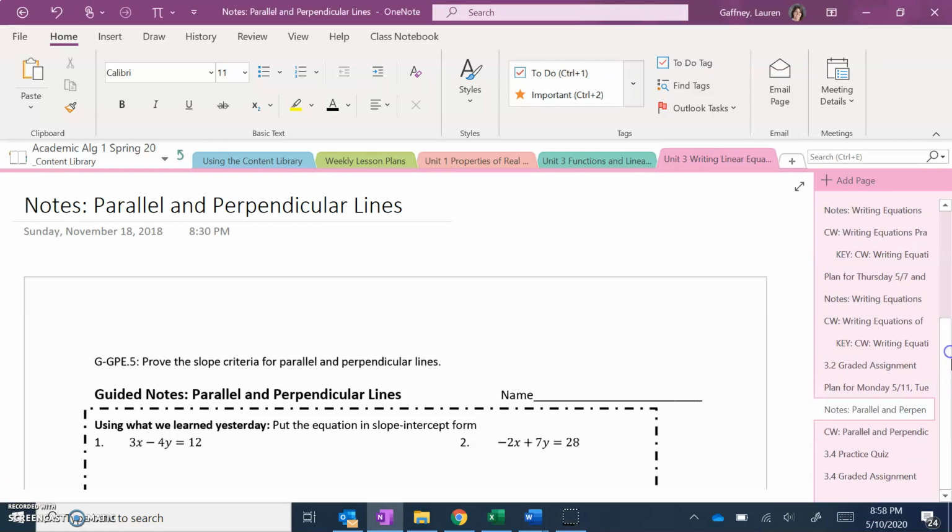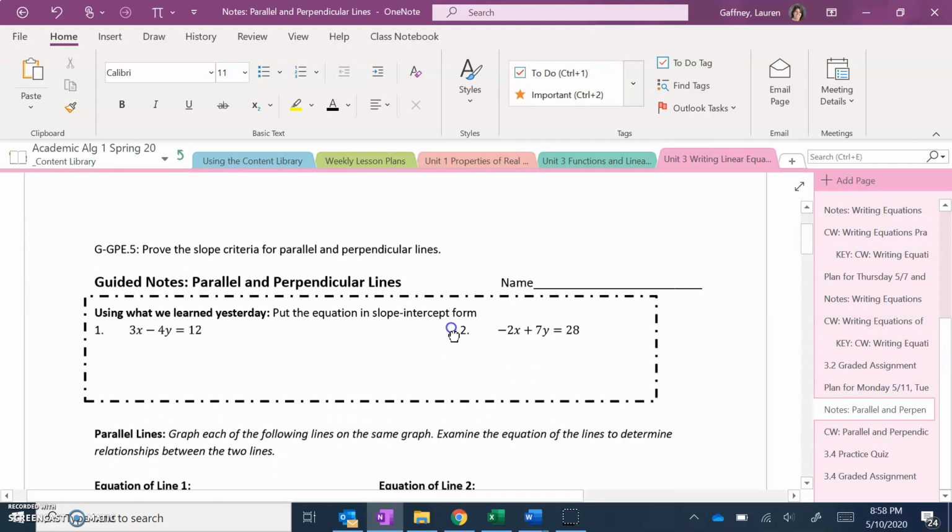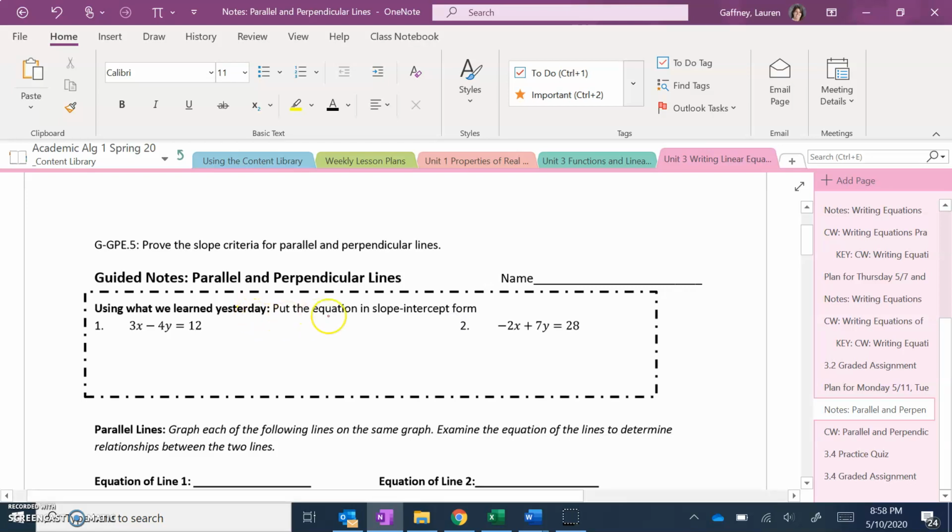Today what we're going to start into is section 3.4 on parallel and perpendicular lines. So the first part here wants you to put these two in slope-intercept form. So remember, slope-intercept form is y equals mx plus b, where m is the slope and b is the y-intercept.